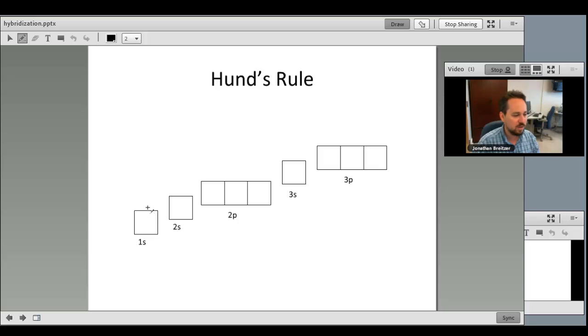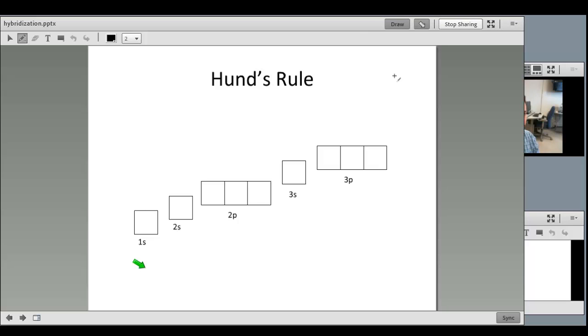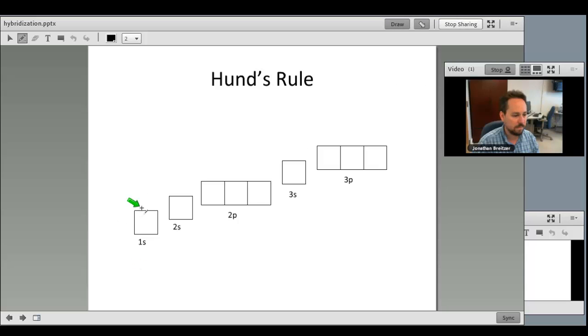For S, you can only have 0. For P, you can have -1, 0, and 1. And for D, which is not shown, you would show 5 boxes in a row to represent -2, -1, 0, 1, and 2. Now, let's say that we wanted to do electron configuration of hydrogen. The last quantum number is M sub S, and that's +1/2 and -1/2. We indicate that with an arrow pointing up for +1/2 and an arrow pointing down for -1/2.